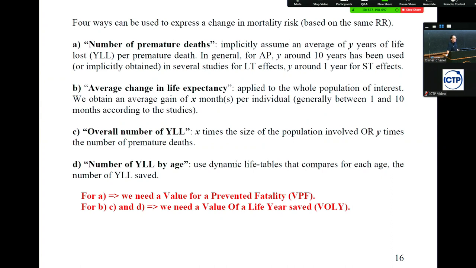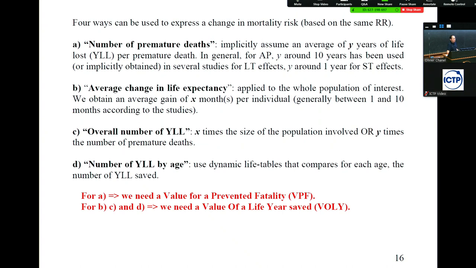The second way to express a change in mortality risk is to compute the average change in life expectancy. That is, you compute this for the whole population of interest, and you assume that every individual in this population is going to lose X months of life. And generally, it's, as I said, less than one year, between 1 and 10 months, depending on the study. Then you can also count the overall number of years of life lost. That is, it is either X times the size of the population or Y times the number of premature deaths. It depends on whether you compute it as a number of victims of the population or a general loss in the whole population of life expectancy.